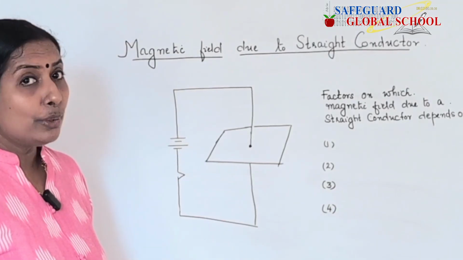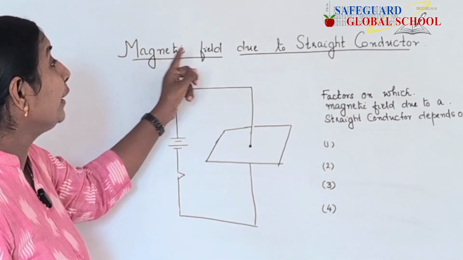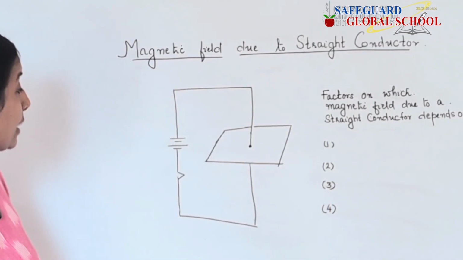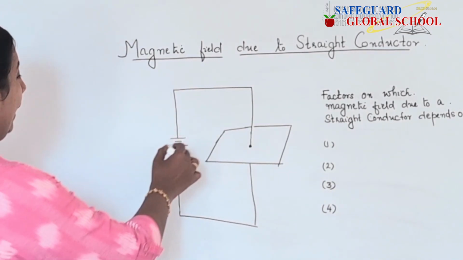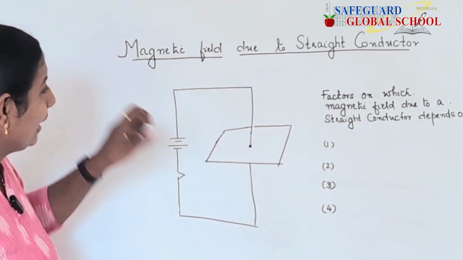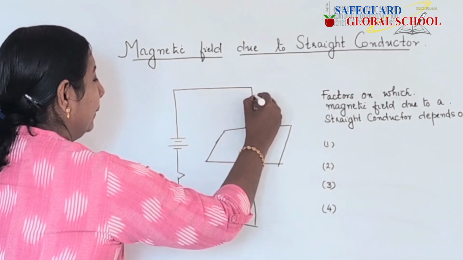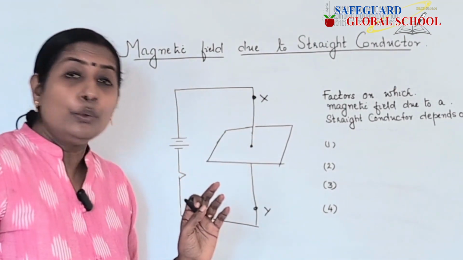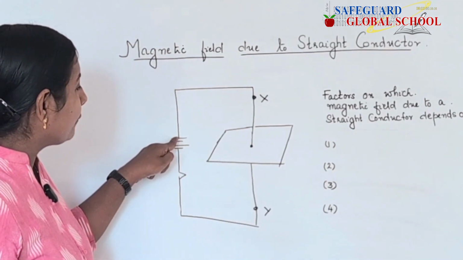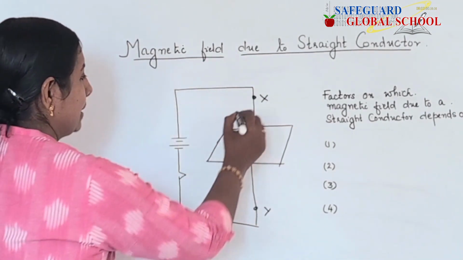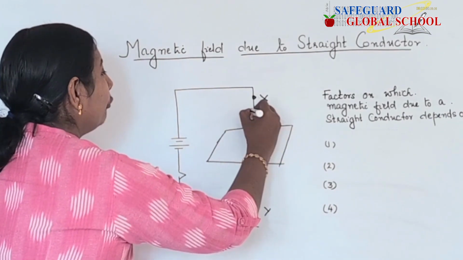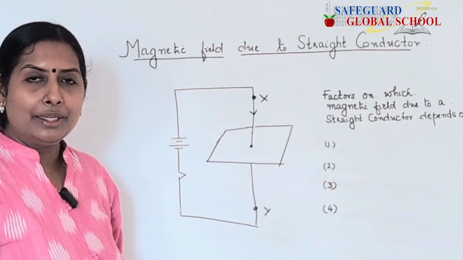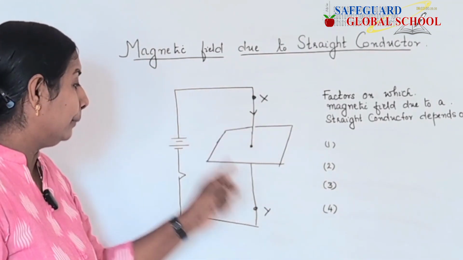Hello everyone. Today we will study the magnetic field due to a straight conductor. For that we have set up an experiment in which a battery is attached, a key is there, and we are passing this current through a straight conductor XY. You know that the current direction is from positive to negative, so the current is flowing from X to Y.